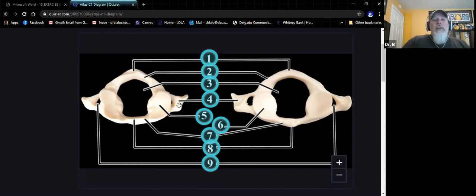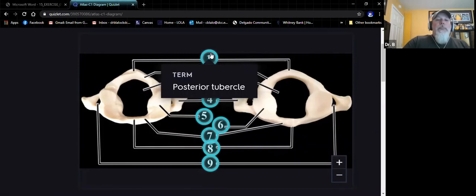Now we still do have transverse processes. In those transverse processes, we do have transverse foramen. In the middle of the vertebra, we do have a vertebral foramen. Now we don't have a spinous process back here. Instead, we have a posterior tubercle. And in the front, right here, we have an anterior tubercle.